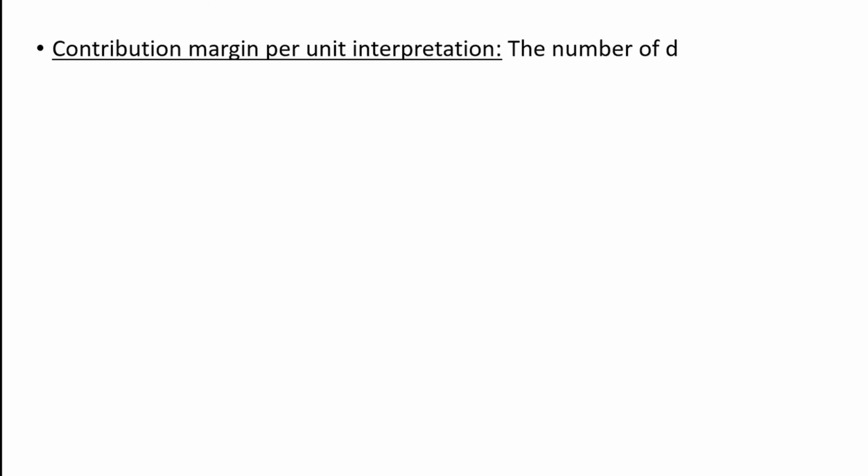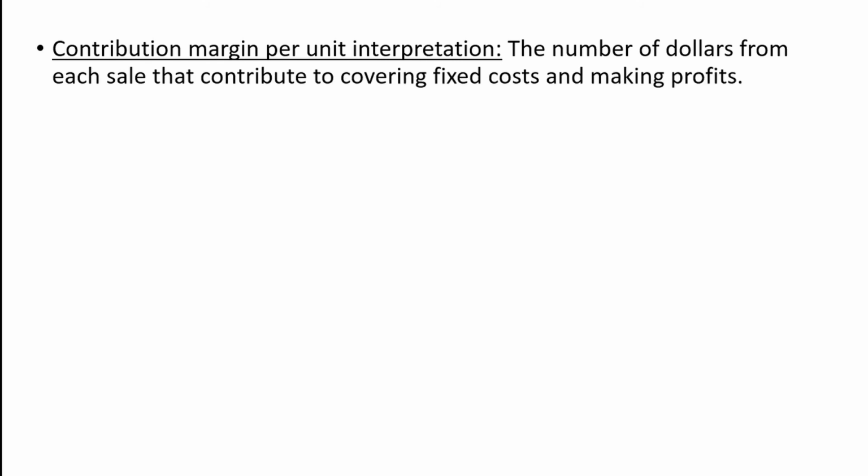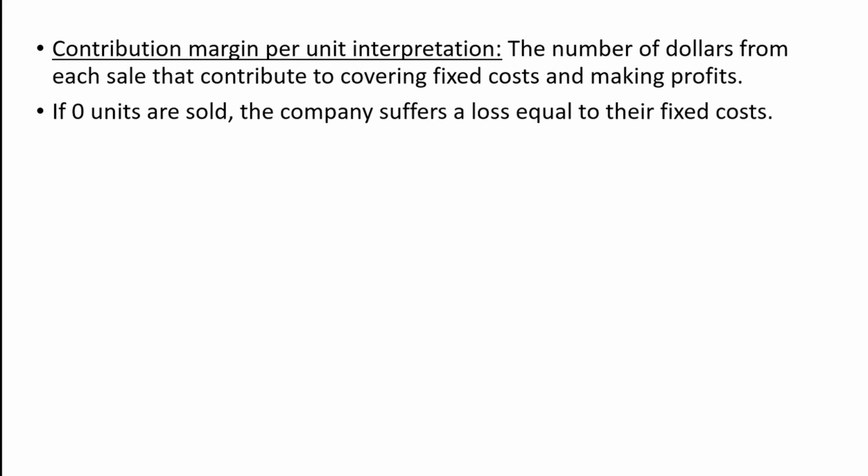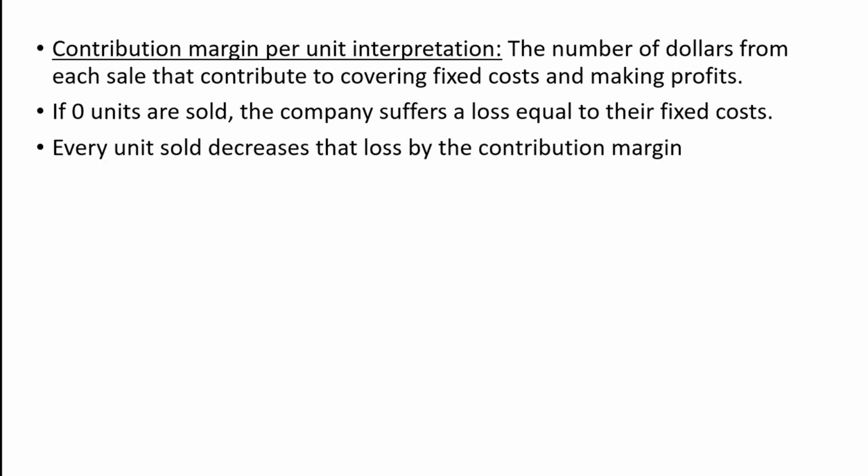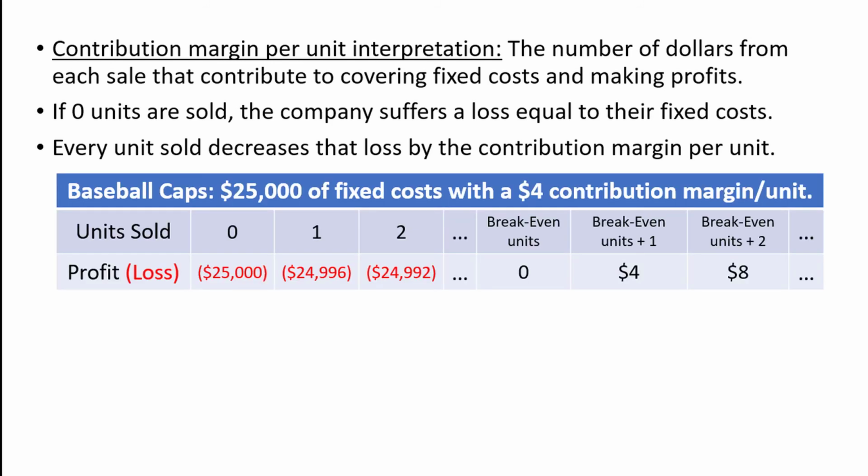Let's focus for just a moment on what the contribution margin means. On a per unit basis, it's the number of dollars from every sale that contribute to covering fixed costs and ultimately making profits. I like to think of it this way. If 0 units were produced and sold, the company would suffer a loss equal to their fixed costs. Every unit that they sell decreases the loss by the amount of the contribution margin per unit and eventually creates profits. So in our example, with $25,000 of fixed costs with a $4 contribution margin per unit, the company starts at a loss of $25,000 before anything is produced.